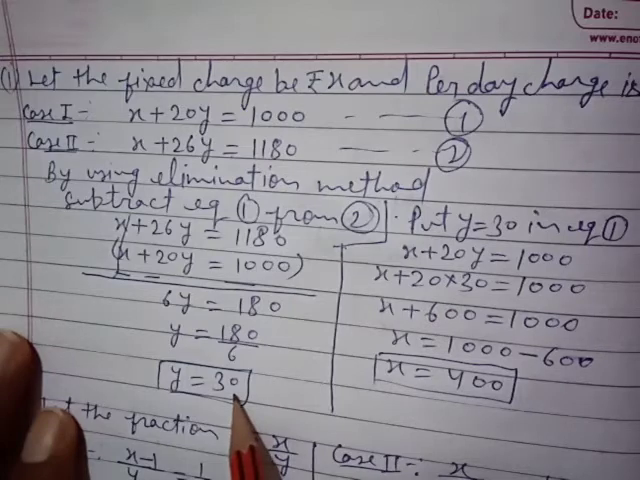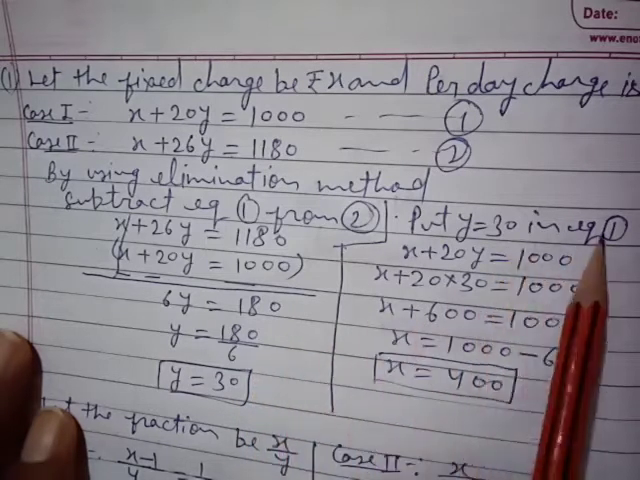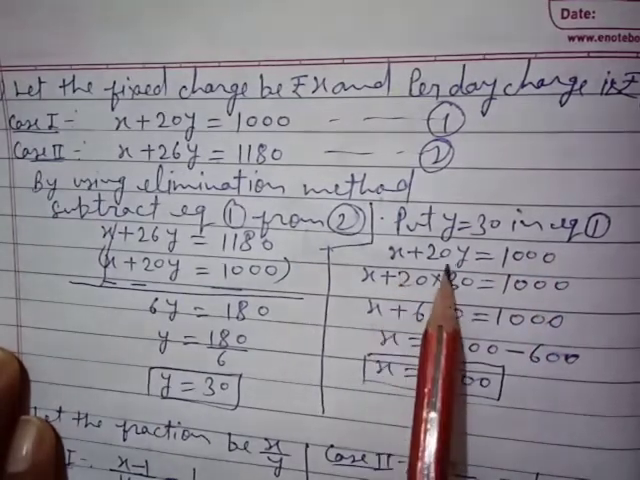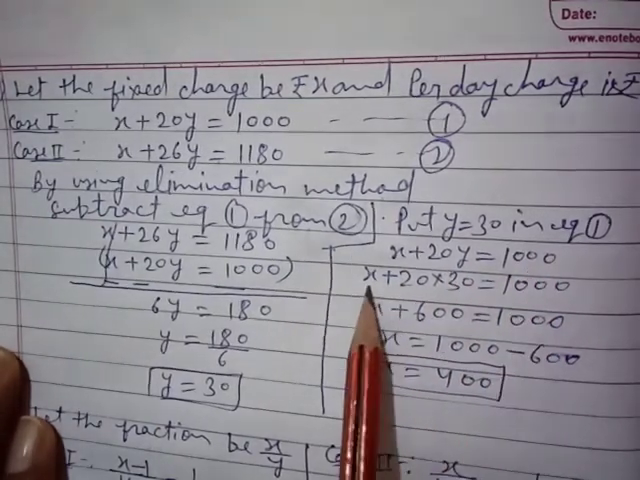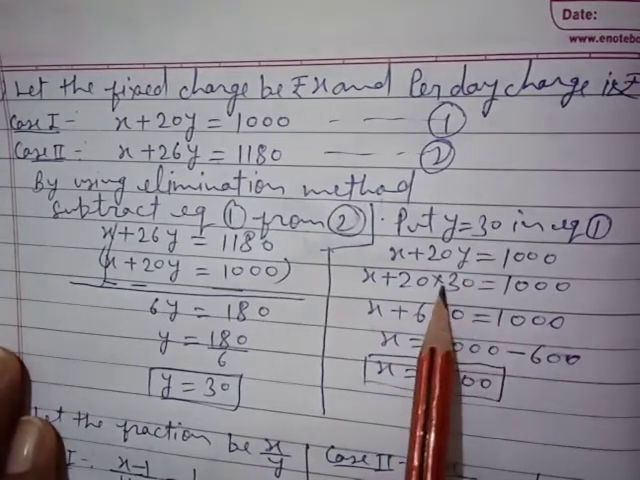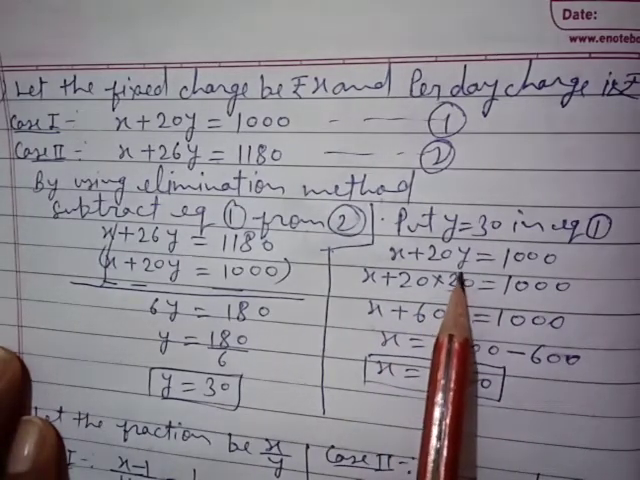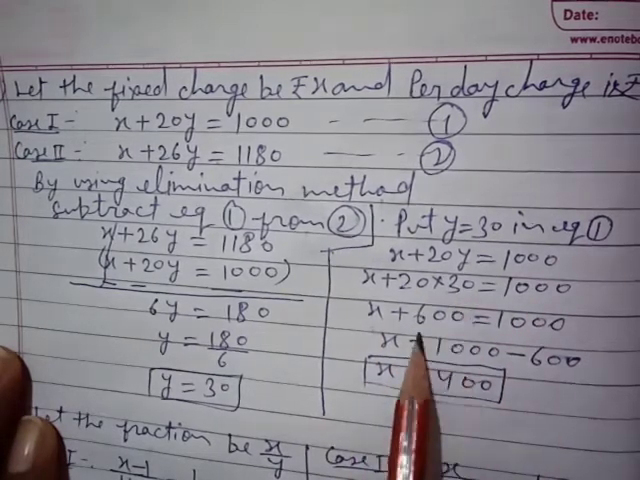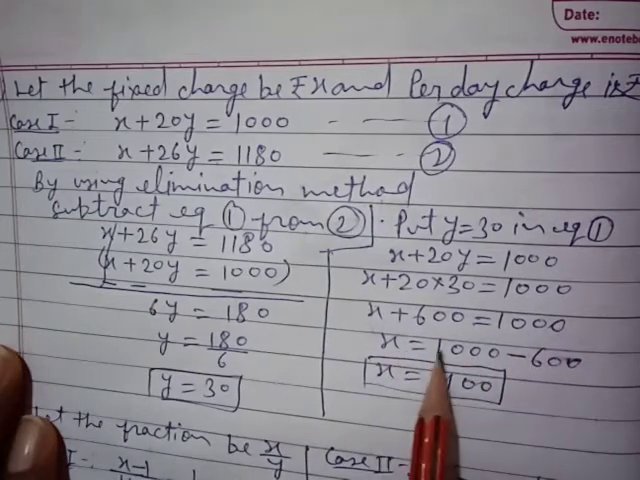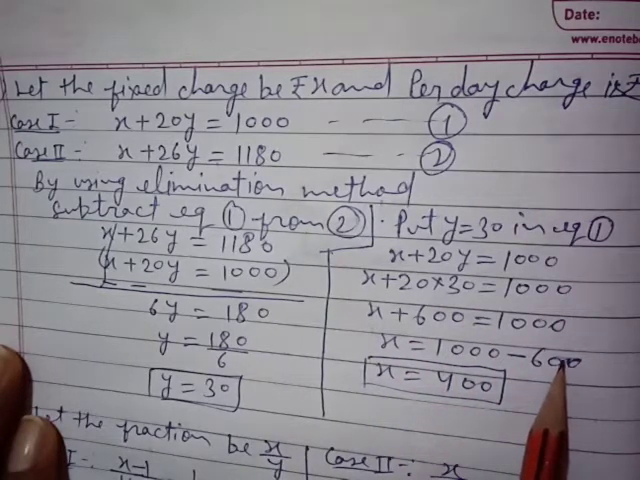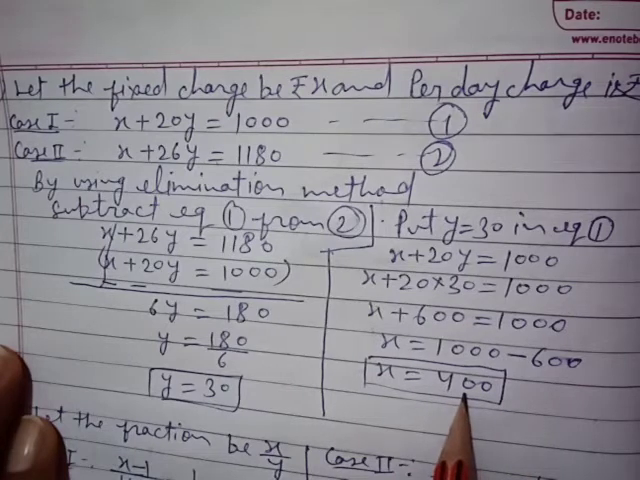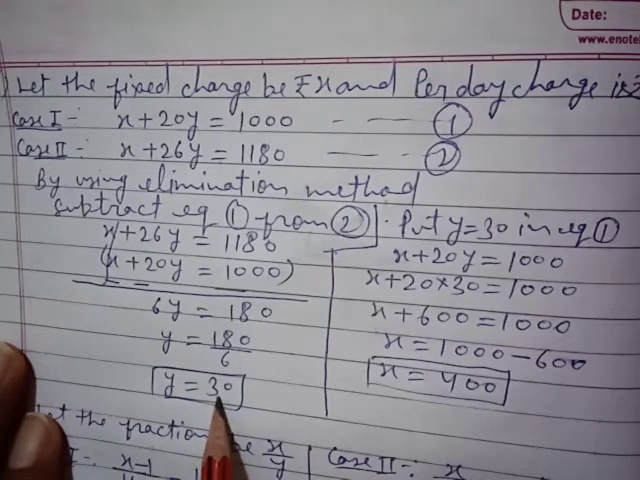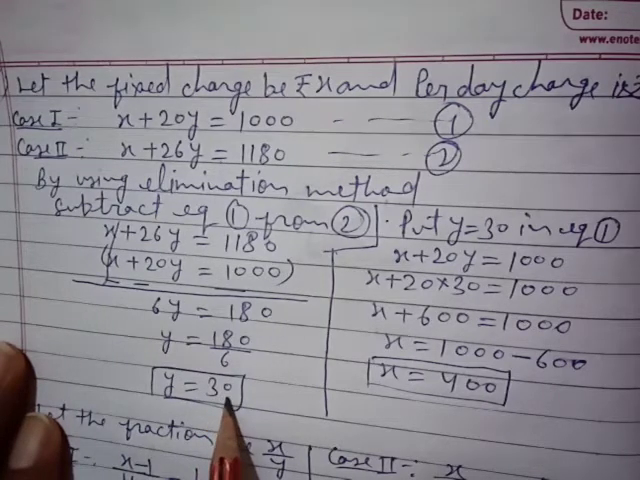Now put the value of y equal to 30 in equation 1. Equation 1 is x plus 20y equal to 1000. X plus 20, y is 30. So put in place of y 30, x plus 20 into 30, 600 equal to 1000. X equal to 1000 minus 600, x equal to 400. So fixed charge is 400 and 30 rupees is according to day when you are staying in the hostel.